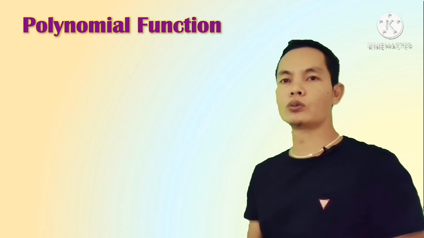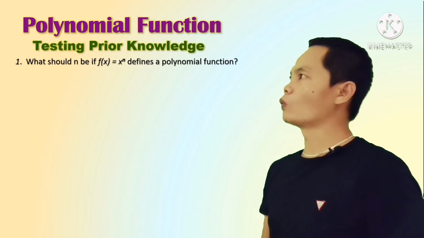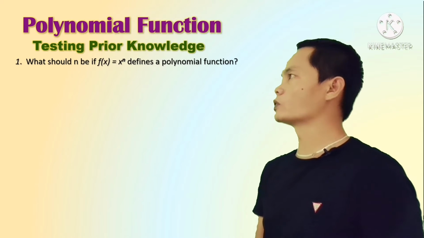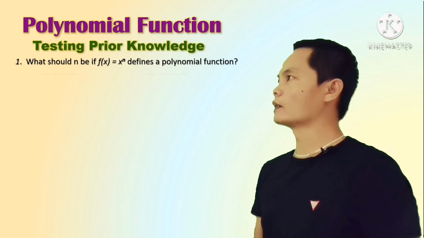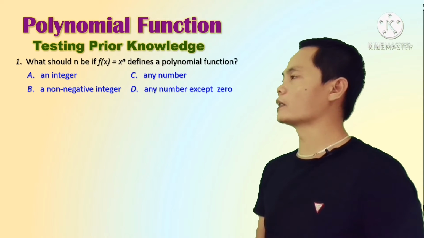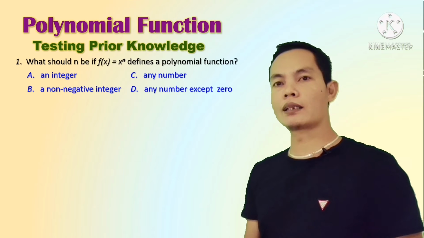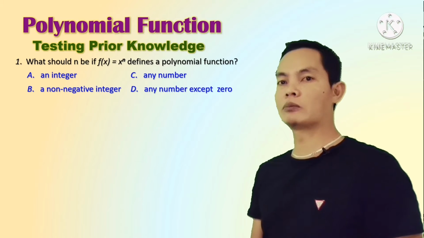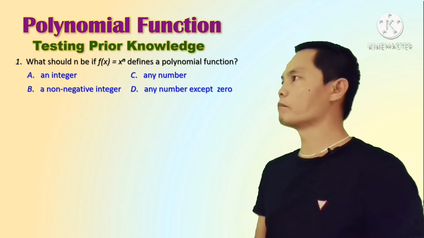Let's proceed to the testing of prior knowledge. Number 1, what should n be if f of x equals x raised to the power of n defines a polynomial function? Letter A, an integer. B, a non-negative integer. C, any number. D, any number except 0. Based on the topic that we tackled about polynomial equations and functions, the exponent must be a non-negative integer. So therefore, the answer for this is letter B.